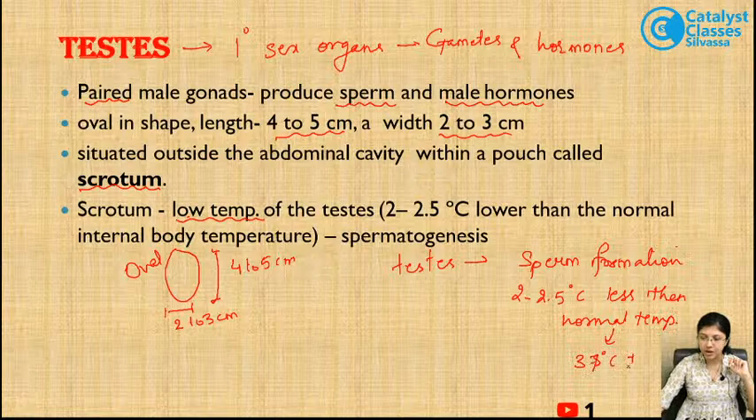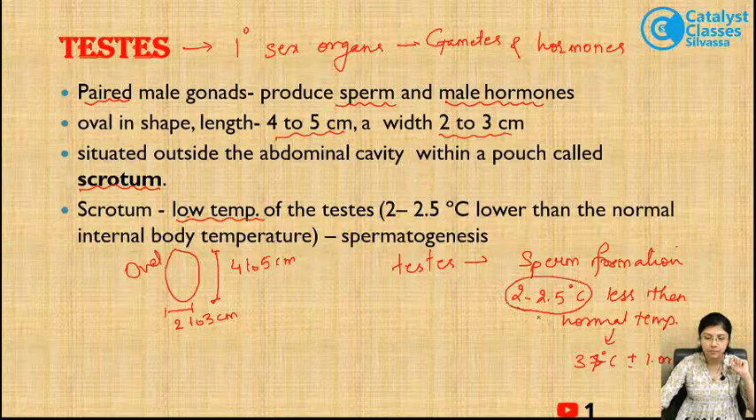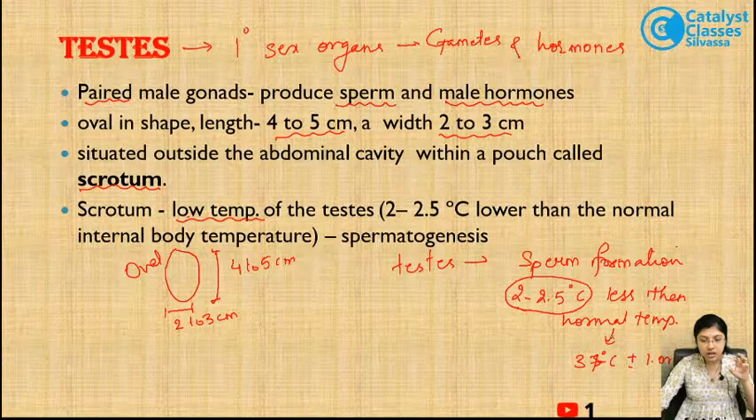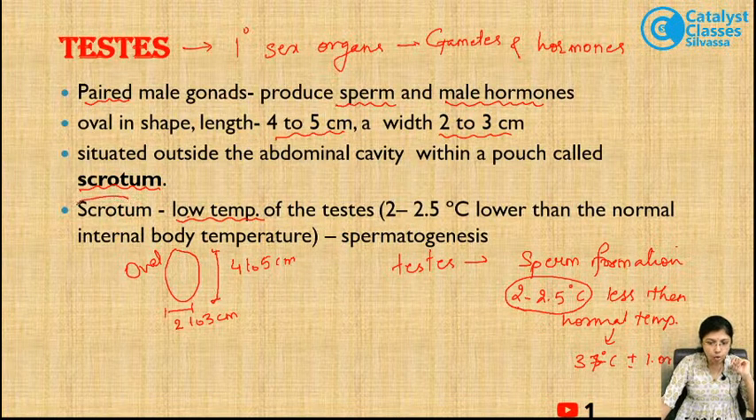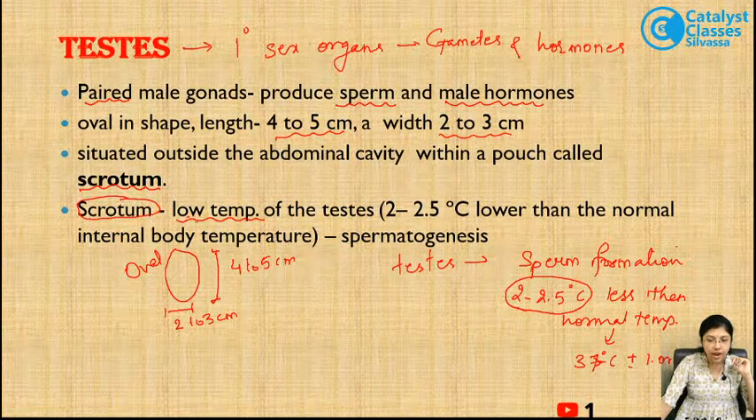37 degrees Celsius plus or minus 1 or 1.5 degrees Celsius. So we don't need that much temperature. Sperm requires 2 to 2.5 degrees Celsius less than the normal body temperature. As a result, as an adaptation, the testes have evolved to be situated outside the body in a pouch called the scrotum, where the temperature is low. And that low temperature helps in the process of spermatogenesis.